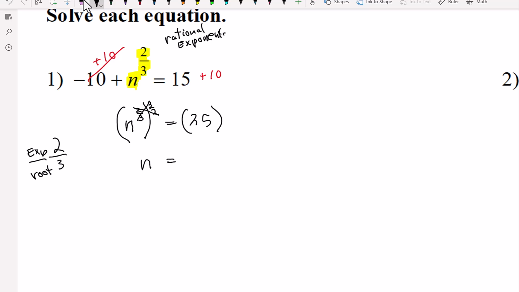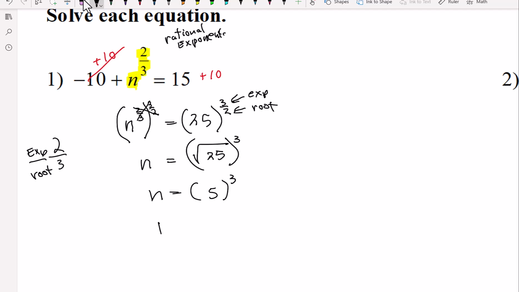But because we took the left side to the 3/2 power, now I'm going to rewrite this. So remember, the denominator is the root, so square root looks like this. And we're going to take that result, and the numerator is the exponent. We're going to cube it. Well, the square root of 25 is 5, and then when we cube 5, we get 125.